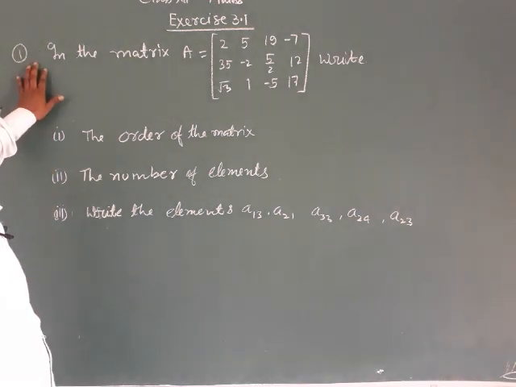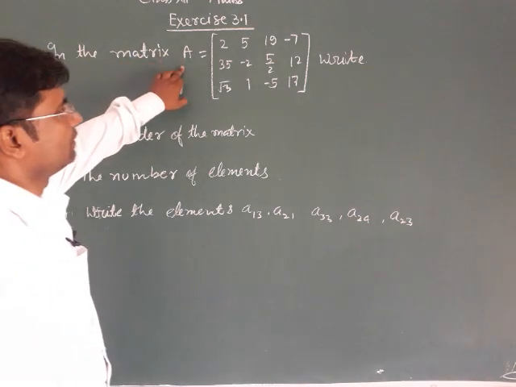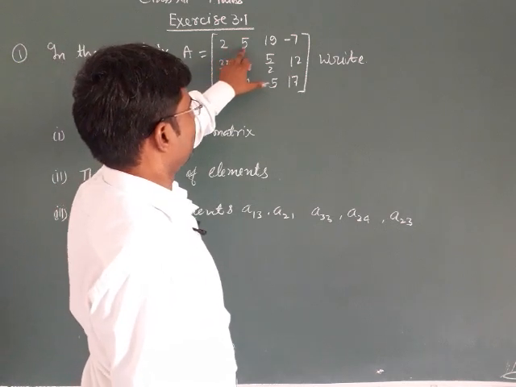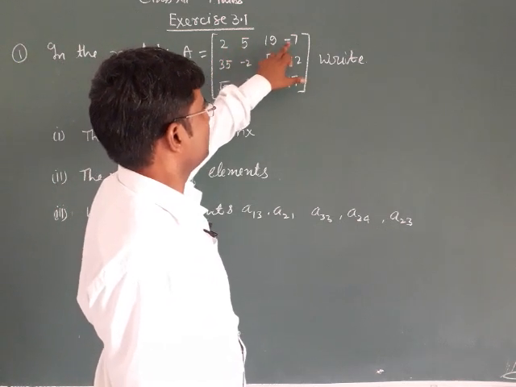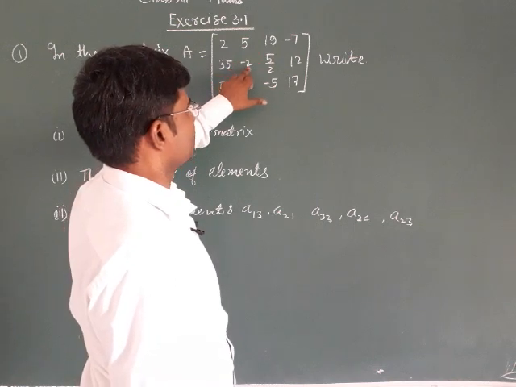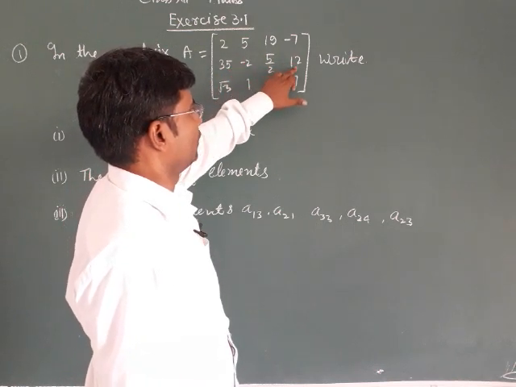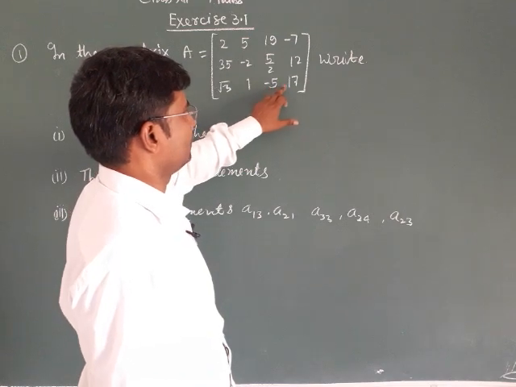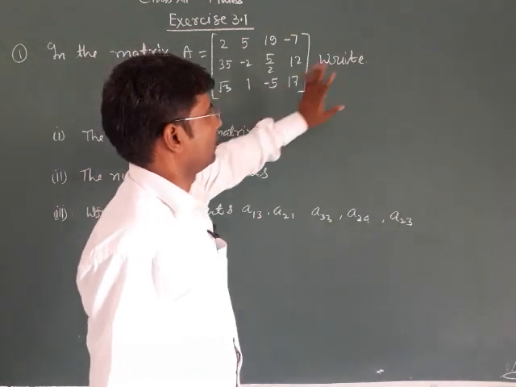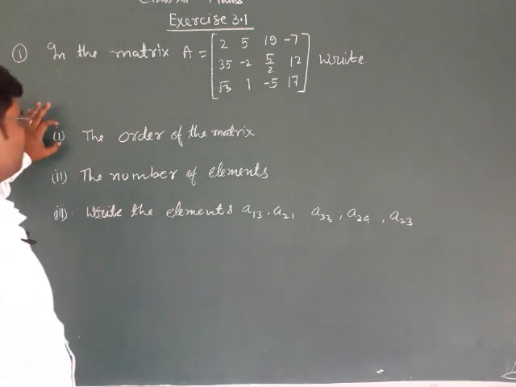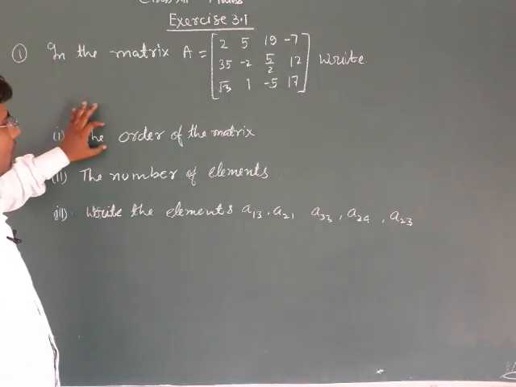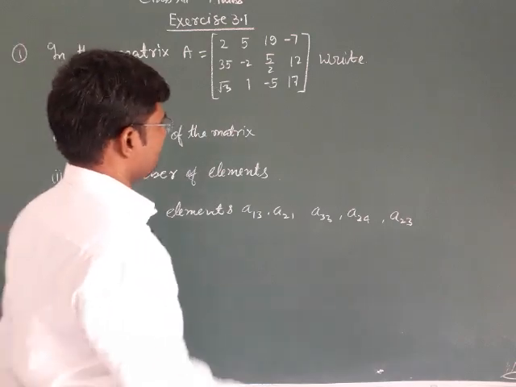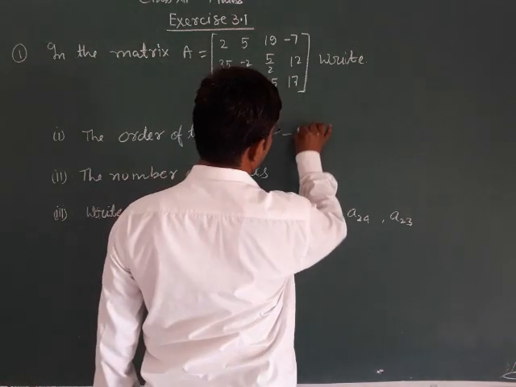Question number 1. In the matrix A, the elements are 2, 5, 19, -7, 35, -2, 5/2, 12, √3, 1, -5, 17. First part: the order of the matrix.